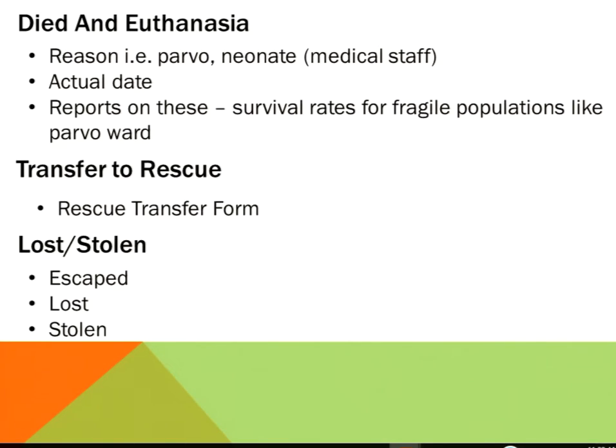What do we do? We count them as missing in care. That's what we count them as in our system. And we have an administrative function where you can outcome the animal. We don't own it anymore, but we don't know what happened to it. So have something in place for that. And then stolen, of course, if animals get stolen.